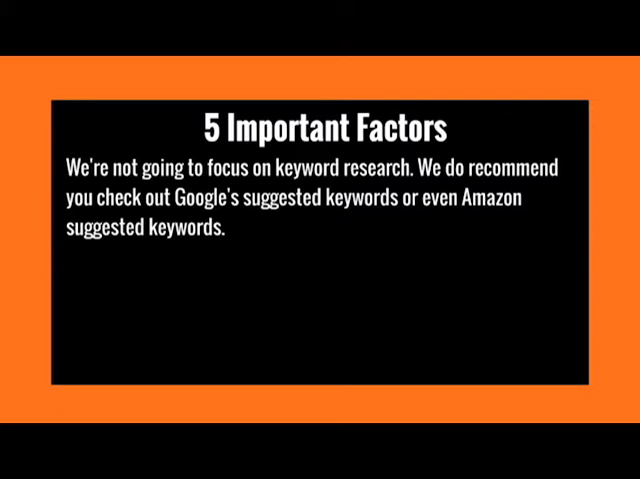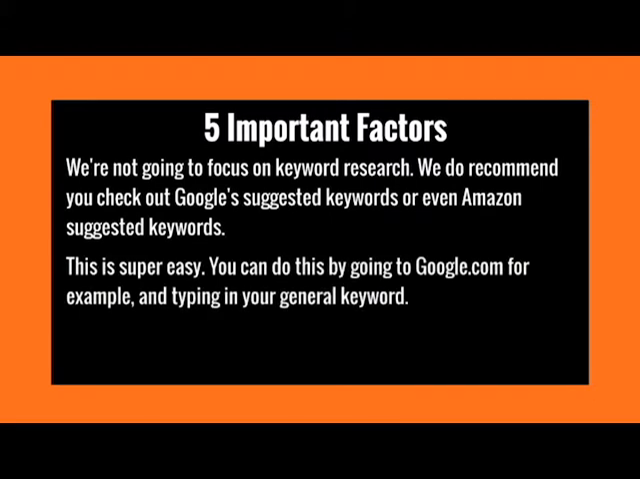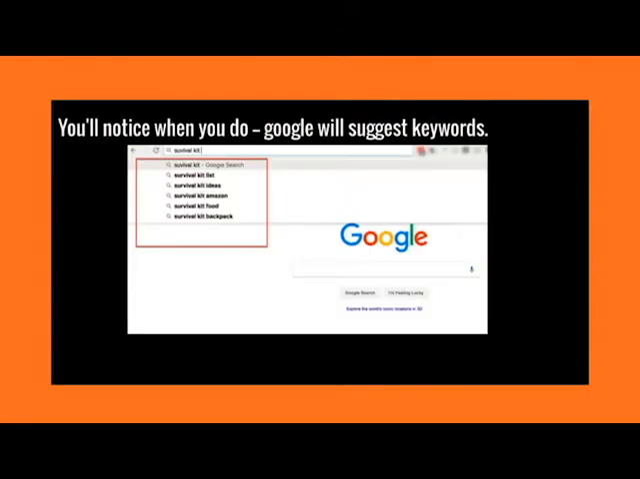Now, we're not going to focus, like I said, on keyword research, but we do recommend that you check out the suggested keywords. Where can you find suggested keywords? Well, Google has what we call suggested keywords embedded into their search. Amazon.com also has a list of suggested keywords. This is a super easy feature. You can literally find the main keyword and a list of specific keywords within a few seconds with this system. So here's what I want you to do. You can do this by going to Google, for example, and typing in your general keyword. So you'll notice that when you do a search, Google will suggest keywords.